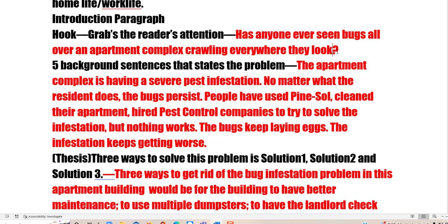So here is an example of 3rd-person case. Has anyone ever seen bugs all over an apartment building, crawling everywhere they look? The apartment complex is having a severe pest infestation. So now you state the problem, and the problem is severe insect infestation. Bugs everywhere. Residents have used Pine Sol, cleaned their apartments. They've hired pest control companies to try to solve the infestation, but the pest control company just sprays and then nothing works. It seems that the bugs are resistant to the pest control spray.